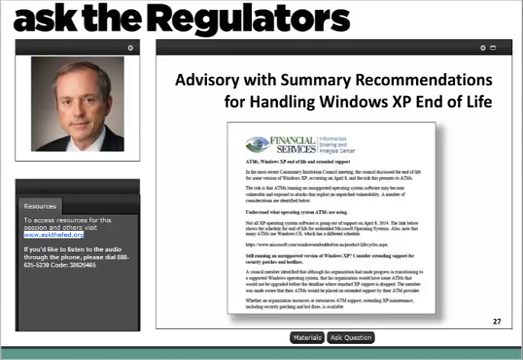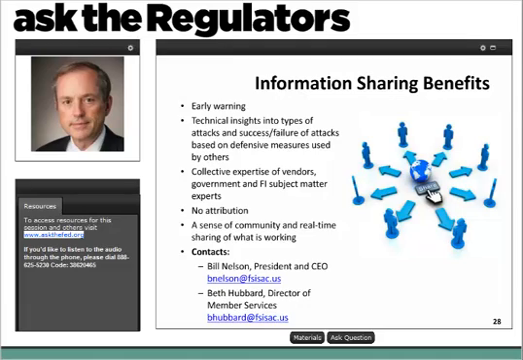Let's now move to slide number 28. The benefits of sharing information, whether it be for this attack or ones affecting financial institutions and their customers, include: one, it provides an early warning before similar attacks are launched against your company. It also gives one technical insights in the types of attacks and the success or failure of attacks based on the defensive measures used by others.